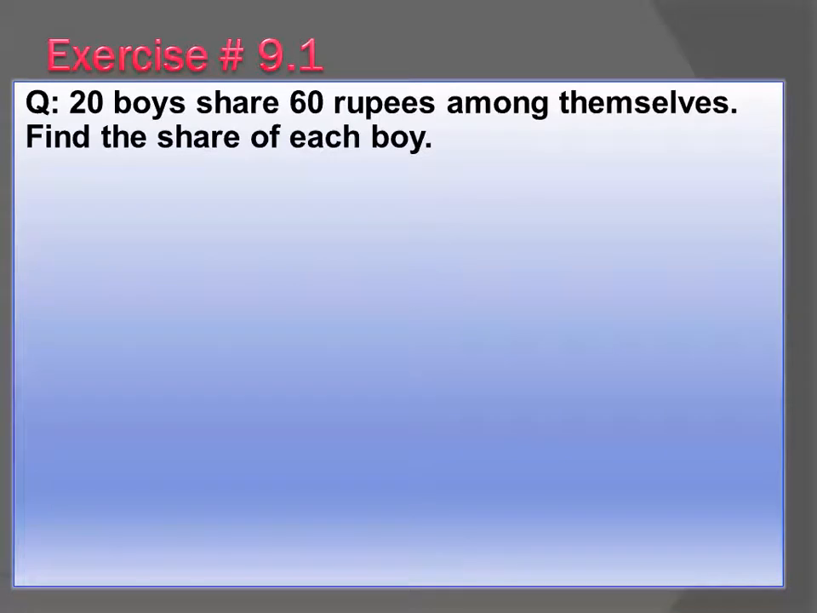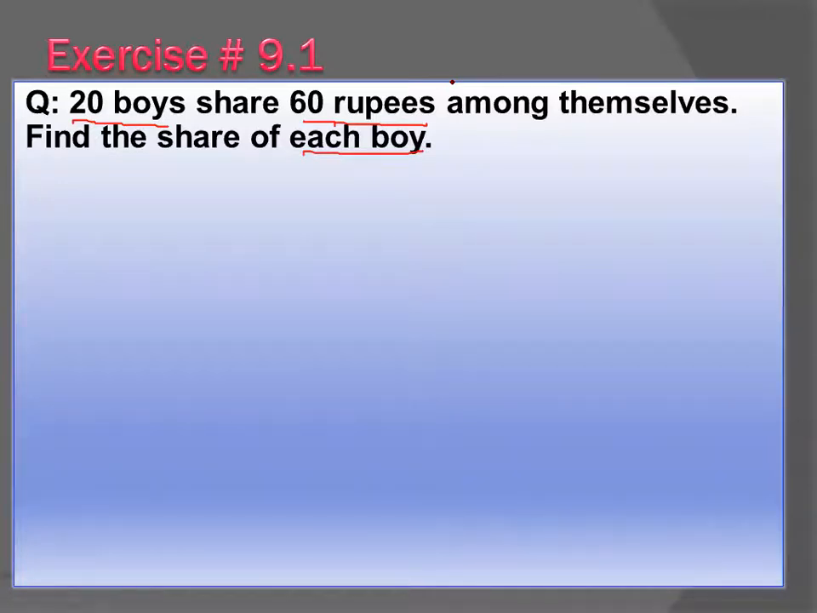Here you have again exercise number 9.1, and the question here is: 20 boys. You have 20 boys, and they have to share 60 rupees among themselves. So what you have to do is find the share of each boy. Share of each boy. So what will you do? What type of operation are you going to perform here?